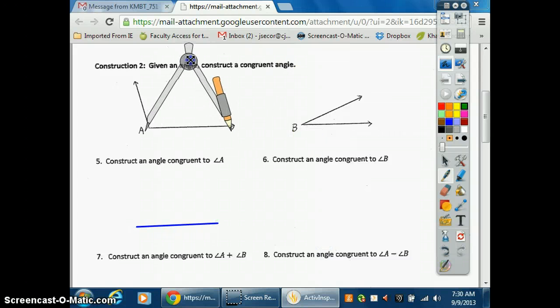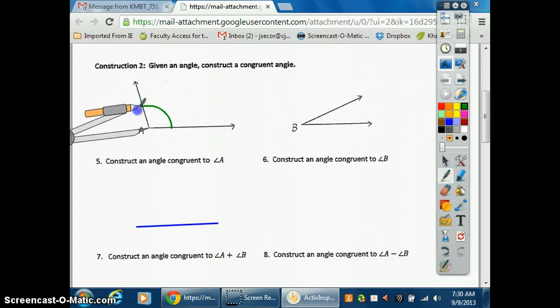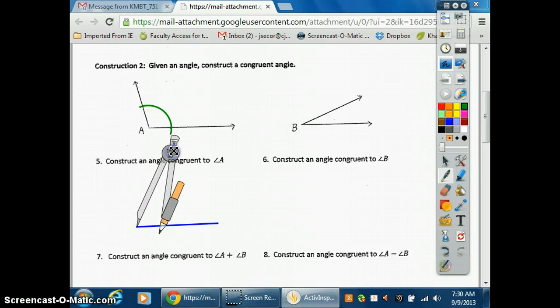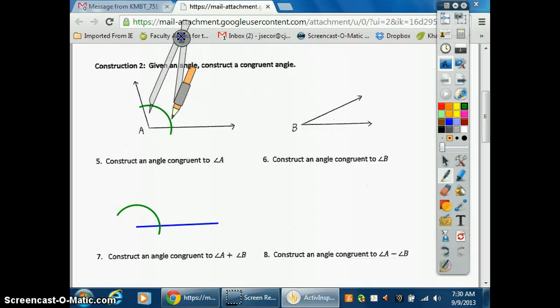We'll place it on the vertex A, up here on the original one. Make it a little smaller. I'm going to draw an arc now that cuts both rays that make up the angle. I'm going to keep that same measurement, bring it down to this segment here, and again draw this arc. Now I need the distance from this point here to this point. So I'm going to move my compass and get that measurement. See how this segment, there, that's the length I want to copy.